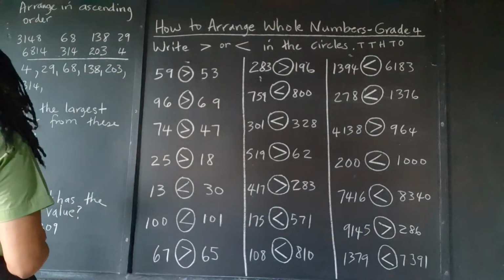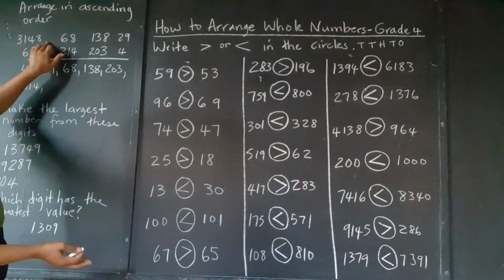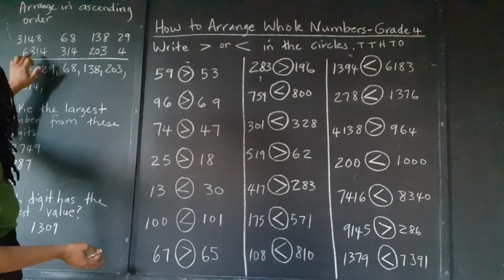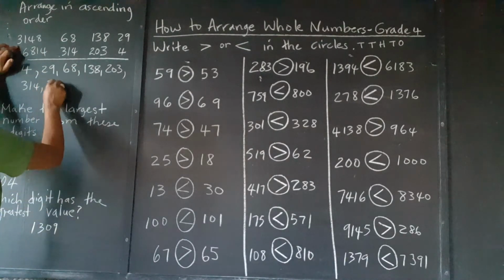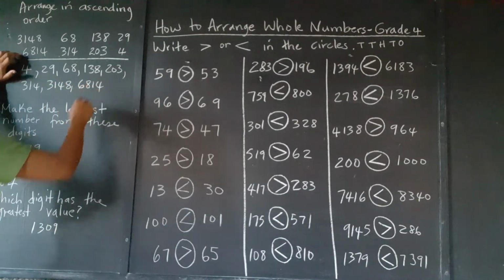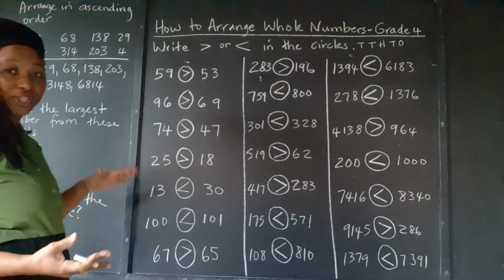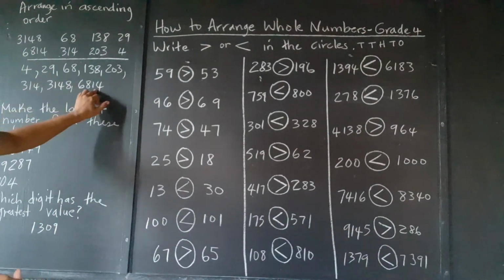Now we have two numbers that are in the thousands. We have 3,148 and 6,814. So the 3,000 would be smaller, and then the 6,814. So we have arranged them now in ascending order from the smallest one to the biggest one.